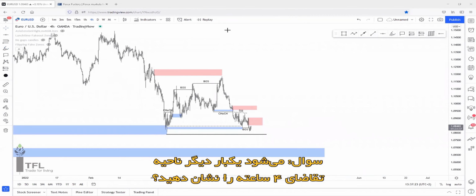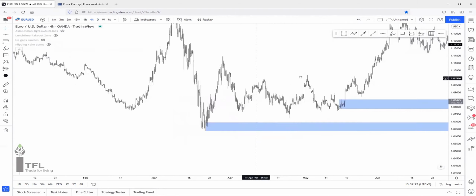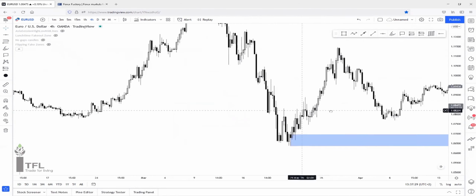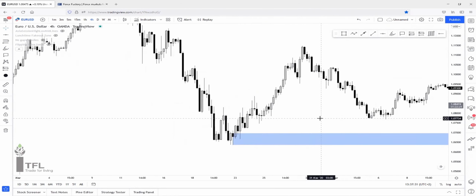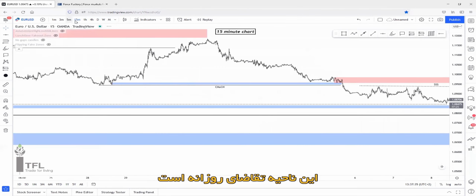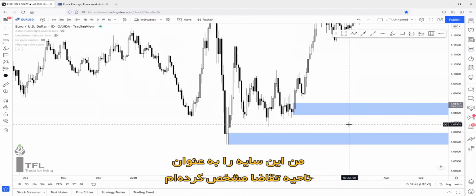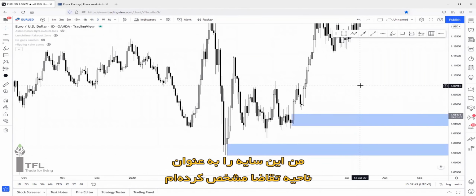Can you show that 4-hour demand again, please? Yeah. Oh, this wasn't even a 4-hour. This is a 15-minute, I believe, or a daily. Yeah, this is a daily demand zone. I marked this week as a demand zone.